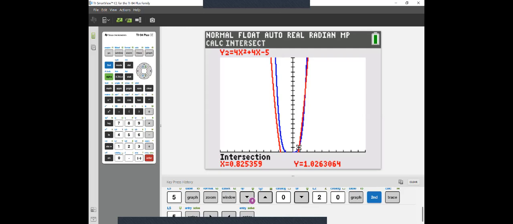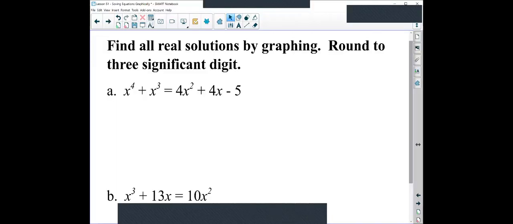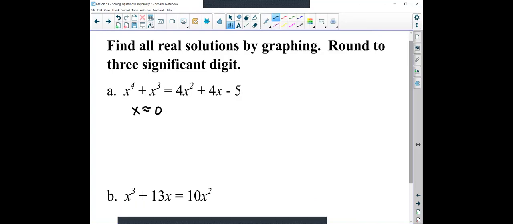And so 3 significant digits, I would round this. This would be 0.825 as my estimated solution. 0.825 would be one of my solutions. And I'm using the approximate symbol there because it's not exact.